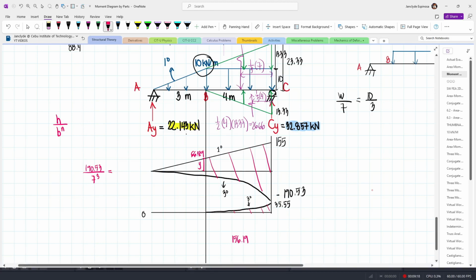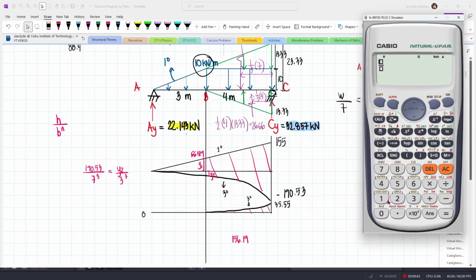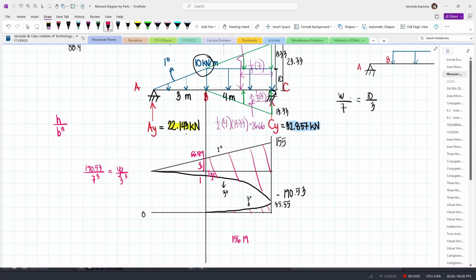Now this is equal to this height. Let's make this y1 and this one y2. For y2, we have a base of 3 meters, and we'll cube this one. So solving y2, we have 190.53 over 7 cubed equal to y2 divided by 3 cubed. And so solving for y2, we have 14.99, which is approximately 15. So this is 15, and minus, since we are below the 0 line.